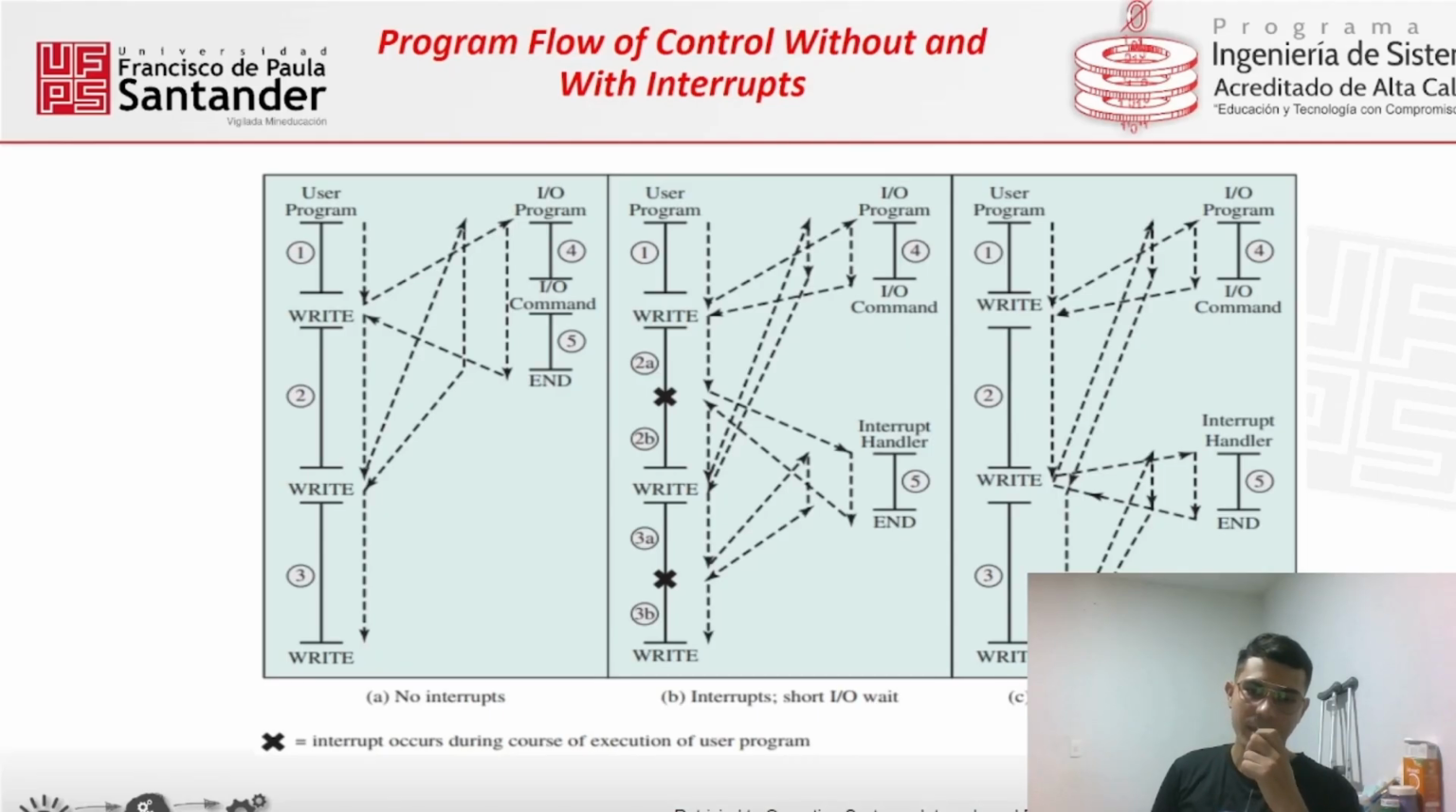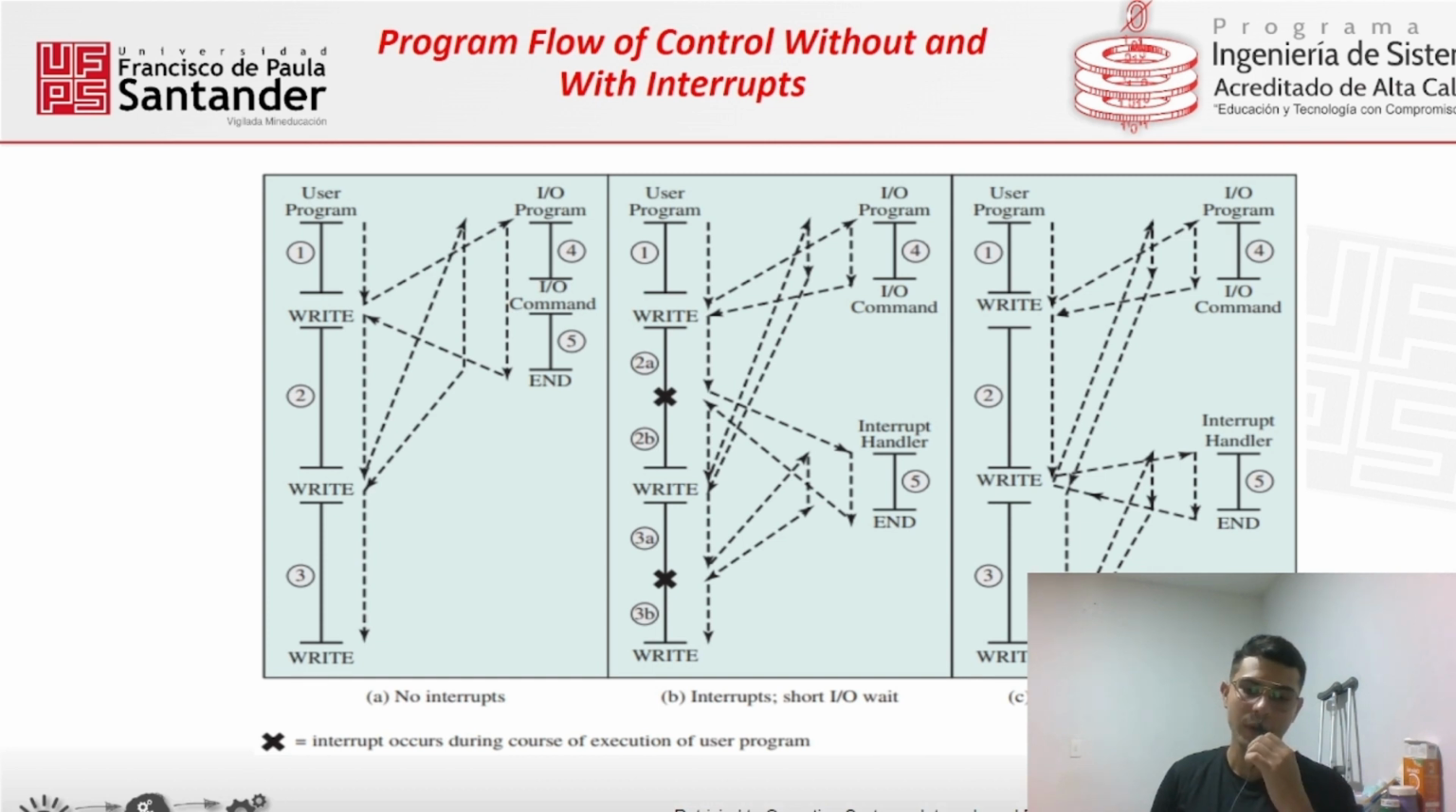The dashed line represents the execution sequence followed by the processor. When the user program encounters the first write instruction, it is interrupted and execution moves to the I/O program. Once the I/O program completes its task, execution returns to the user program right after the write instruction. This is because the I/O operation can be quite slow, resulting in a significant pause in the execution of the user program.